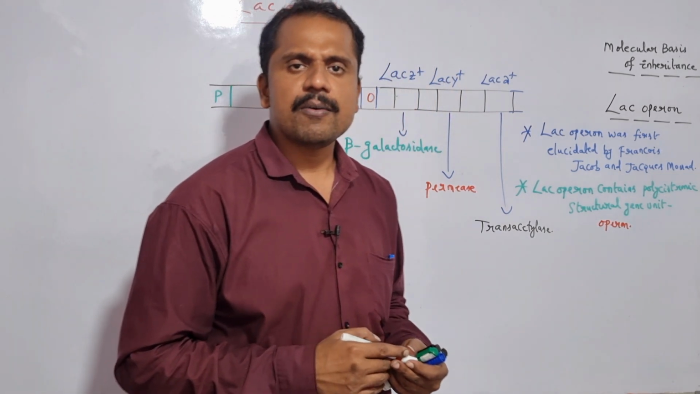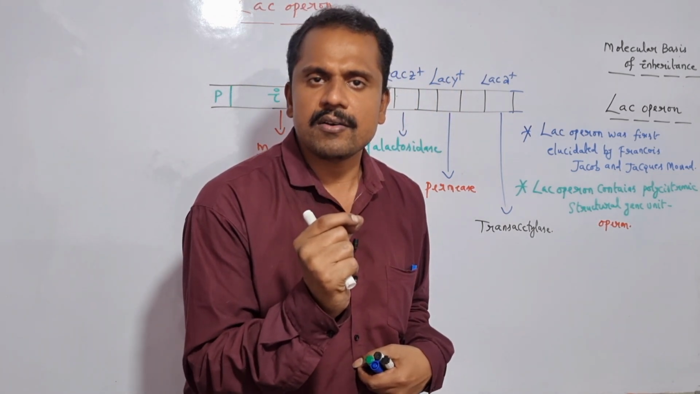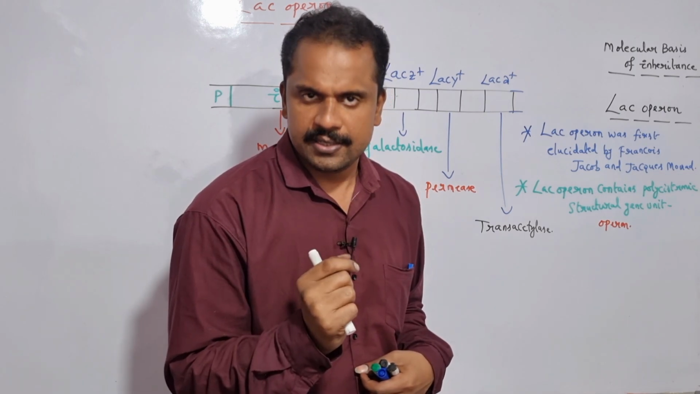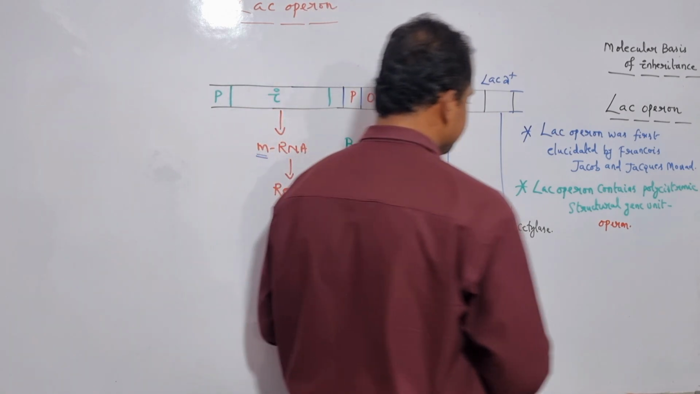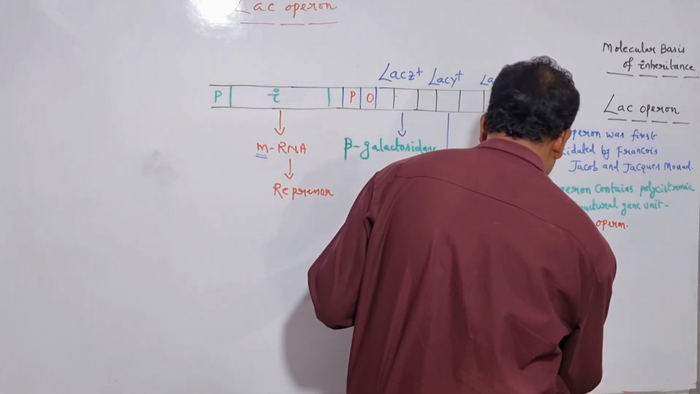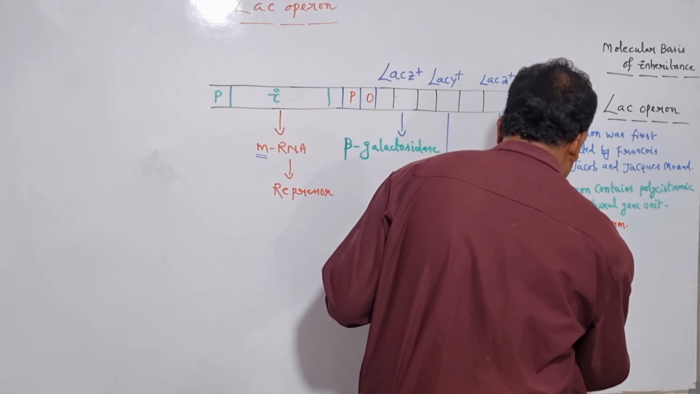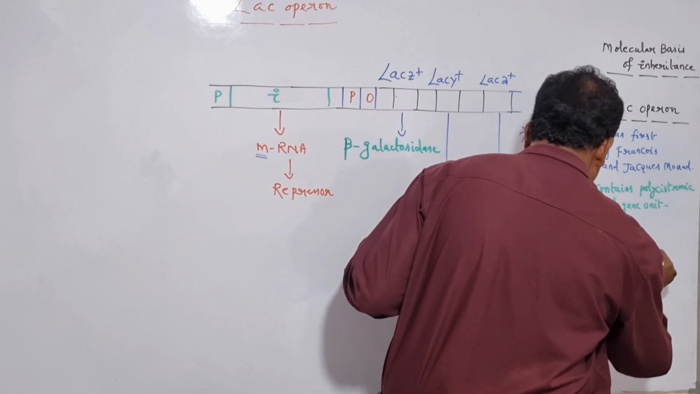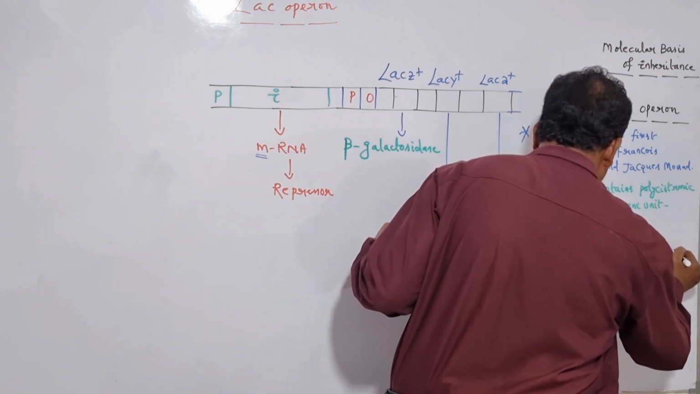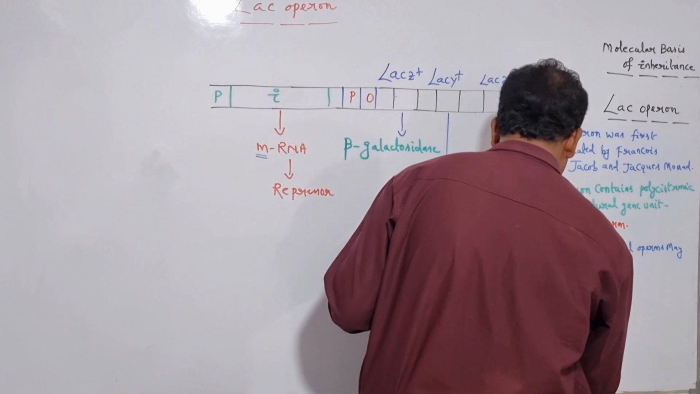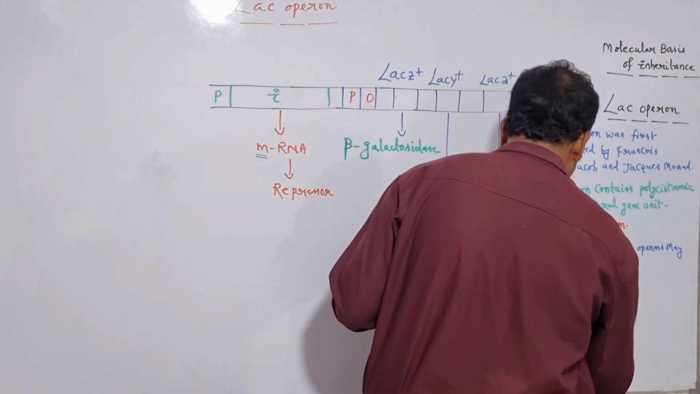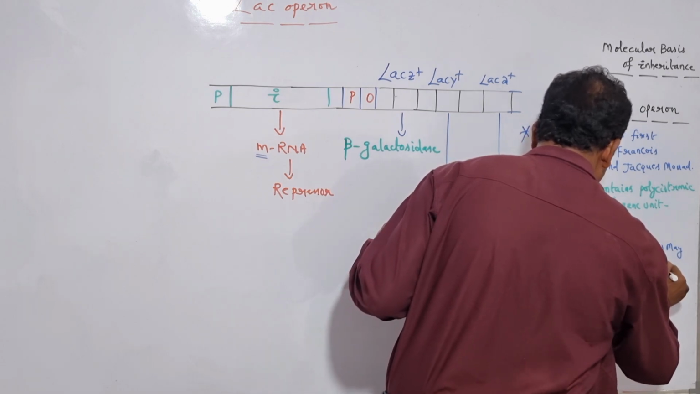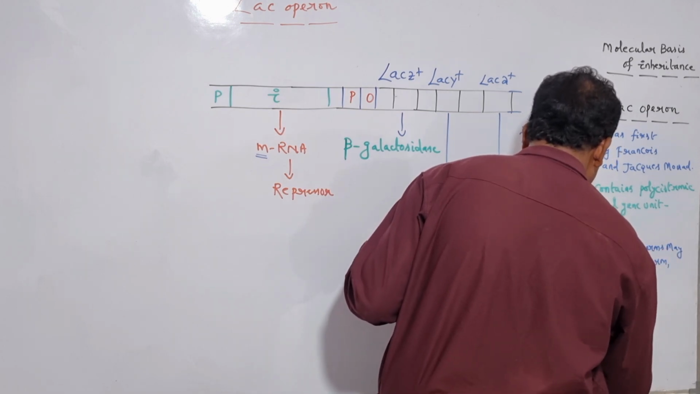Likewise the lac operon concept, there are some other additional operon concepts like tryptophan operon, arabinose operon and histidine operon. Is it clear? So let me write it here. Some other additional operons may include tryptophan operon, arabinose operon and histidine operon.